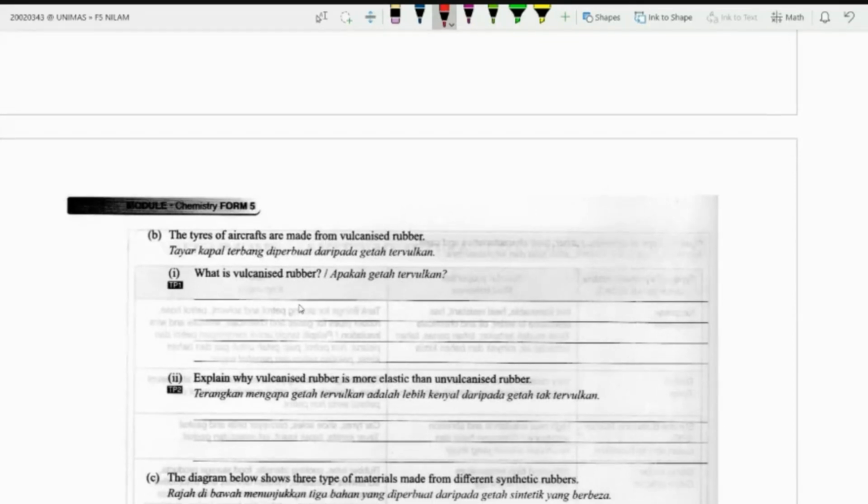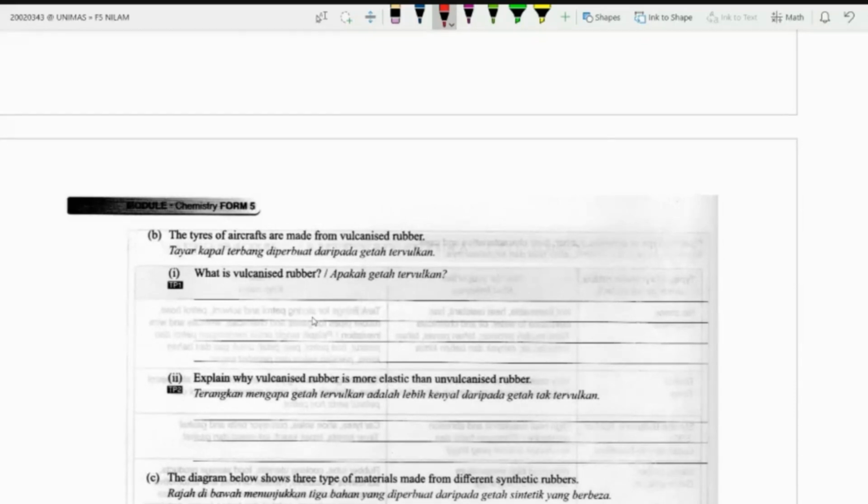Now B, the tires of aircraft are made from vulcanized rubber. So what is meant by vulcanized rubber? I think you should be able to find it from the notes. What are the keywords? Cross links. Cross links of what? Sulfur atoms. It forms cross links between the rubber polymers. So sulfur cross links is the keyword.